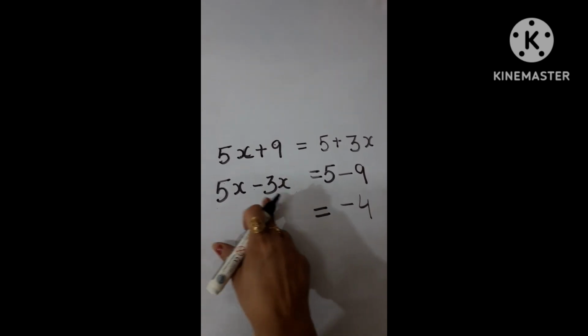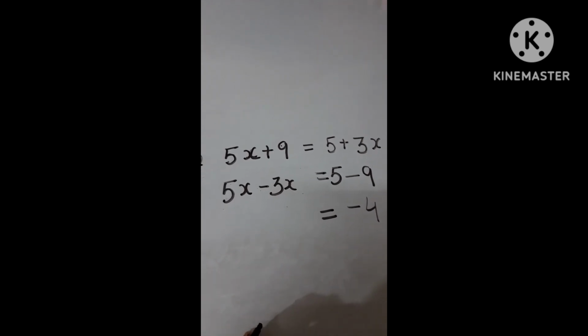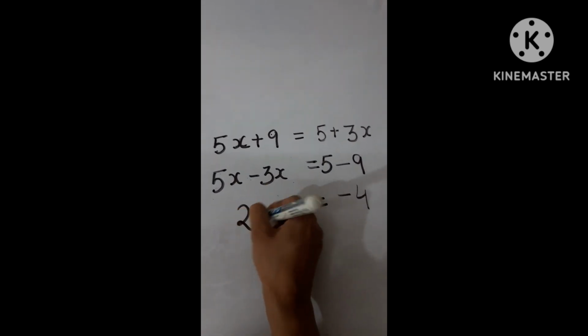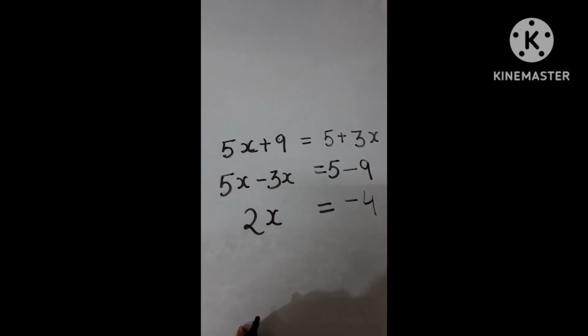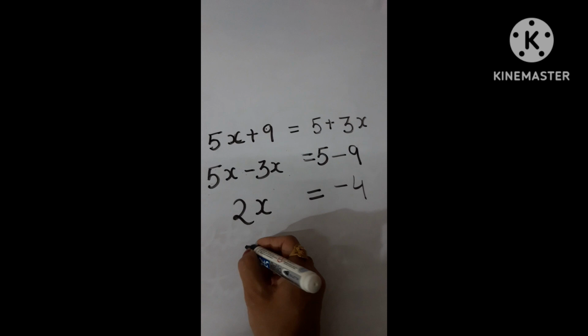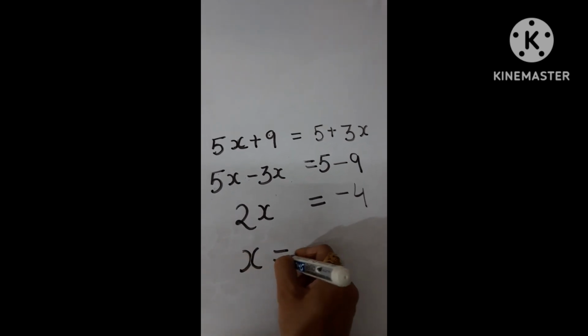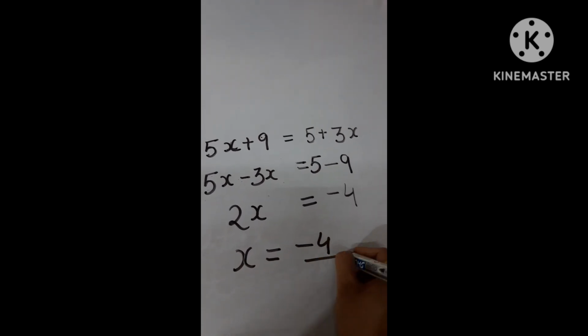Okay. And 5x minus 3x. 5x minus 3x will be 2x. Both are the like terms. So simply we have to subtract them. Okay. Now x is equals to minus 4 upon 2.